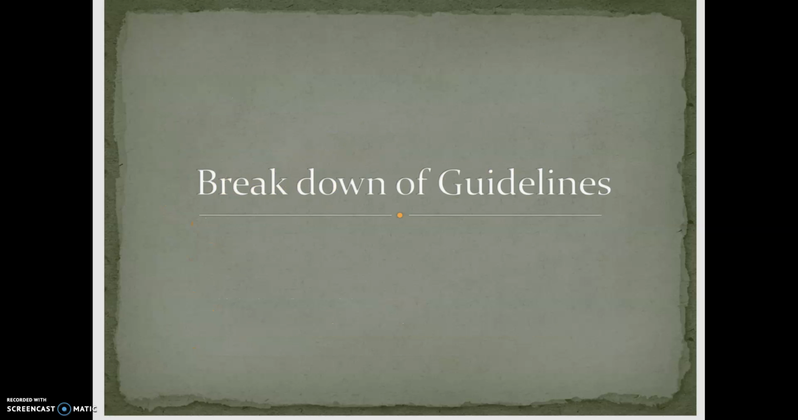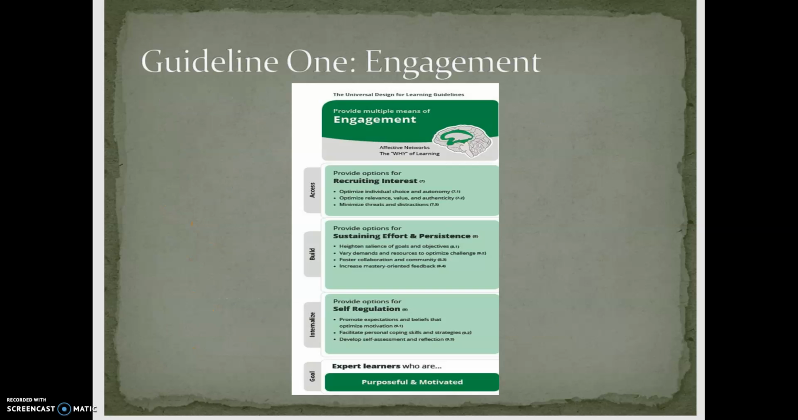So let's break down these guidelines some more. First is engagement. Engagement is the why of learning. It is broken down into recruiting interest, sustaining effort and persistence, as well as self-regulation, for the end goal of expert learners who are purposeful and motivated. Just to let you know, these subpoints underneath each of these are examples of how you could get there.